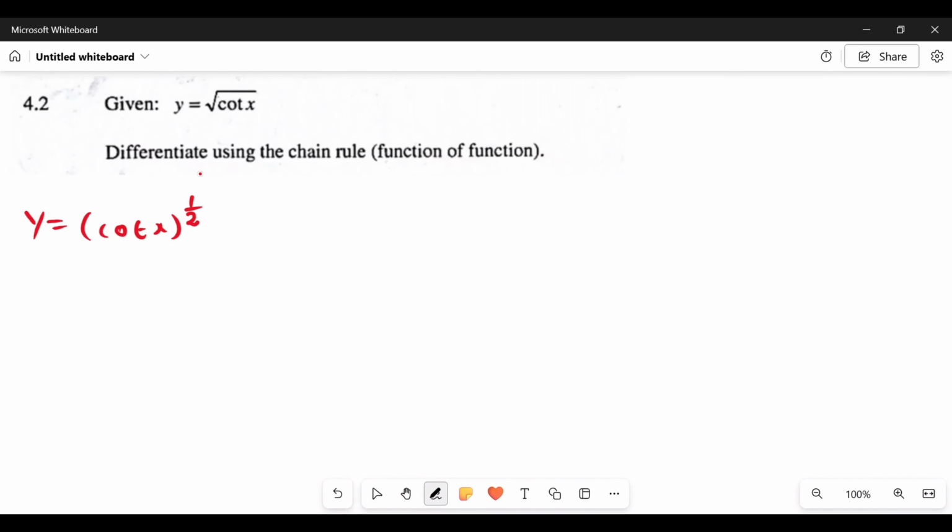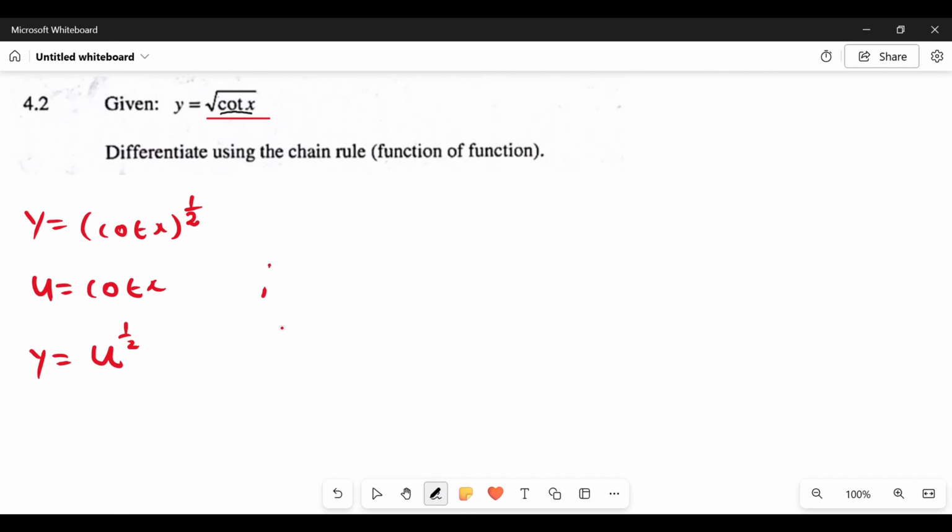So before you continue with the chain rule, you need to understand that you have two functions. You have a function within a function. So we have the whole function here, which is the square root of cot x. And also you have the inner function, which is actually cot x. So you have to equate the inner function with u. So if we can say u is equaling to cot x, we can say y is equaling to u, which is cot x, to the power of half. So from here, we have to derive both of these.